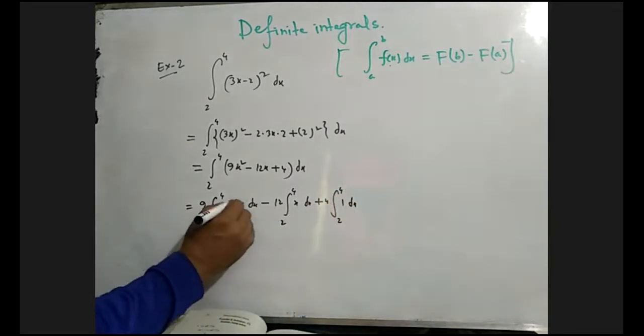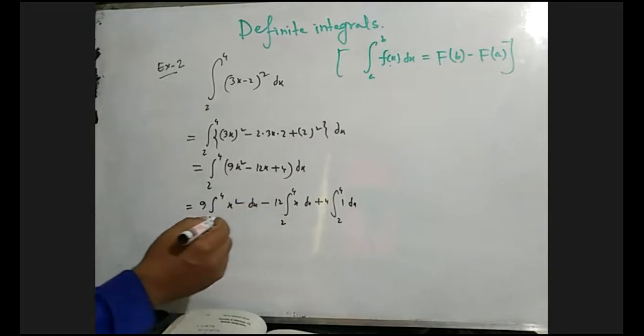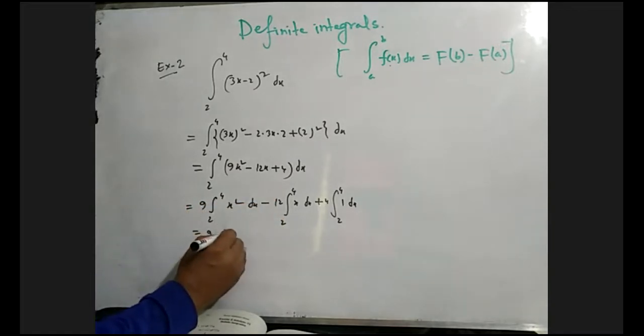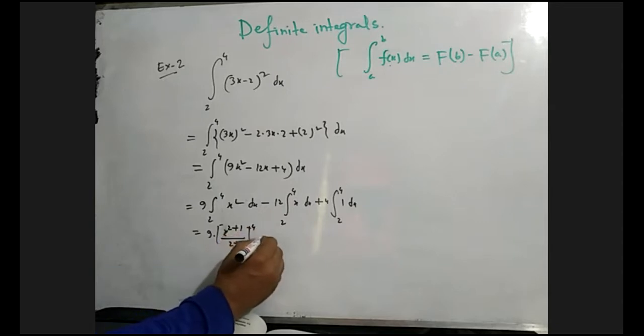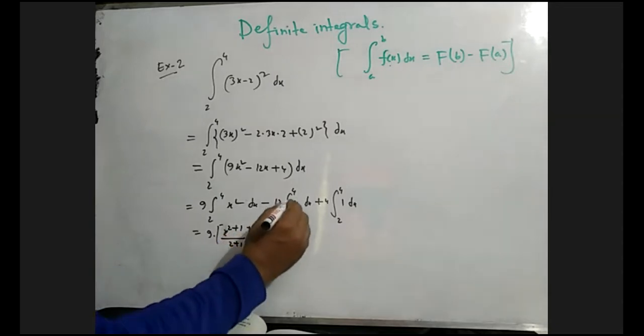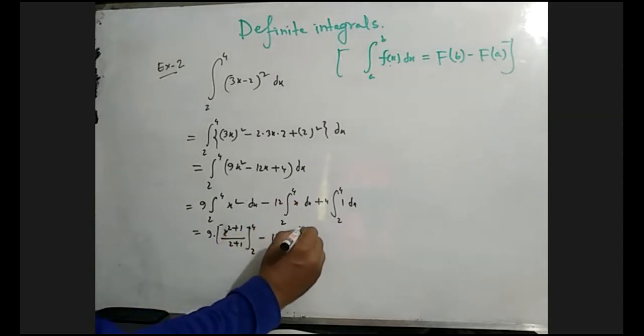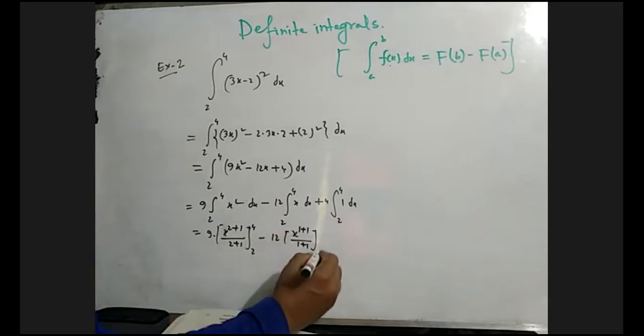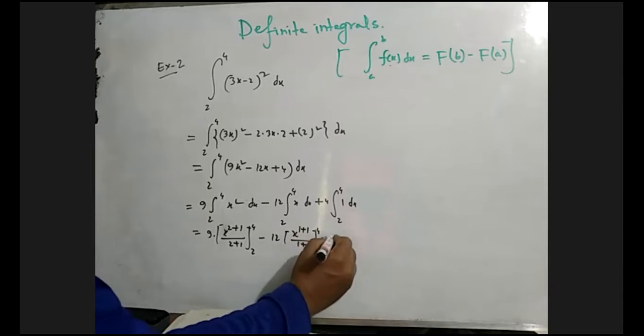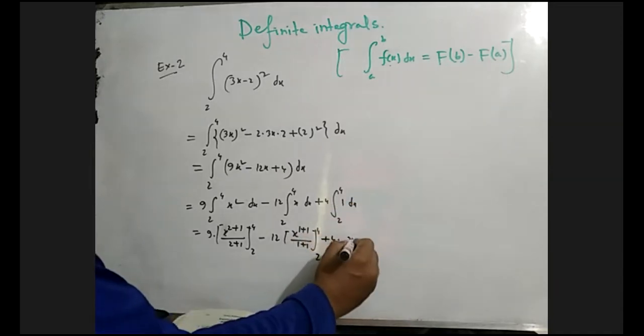9 into, this is what rule? Power rule. 2 plus 1 divided by 2 plus 1, from 2 to 4, upper limit 4 and lower limit 2. 12, x integration what will be? Power rule, 1 plus 1 divided by 1 plus 1, from 2 to 4, plus 4 into 1, integration what? x.